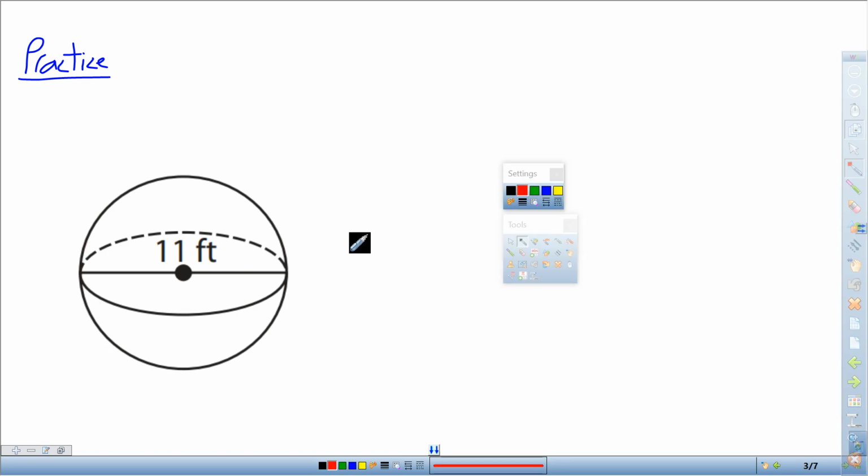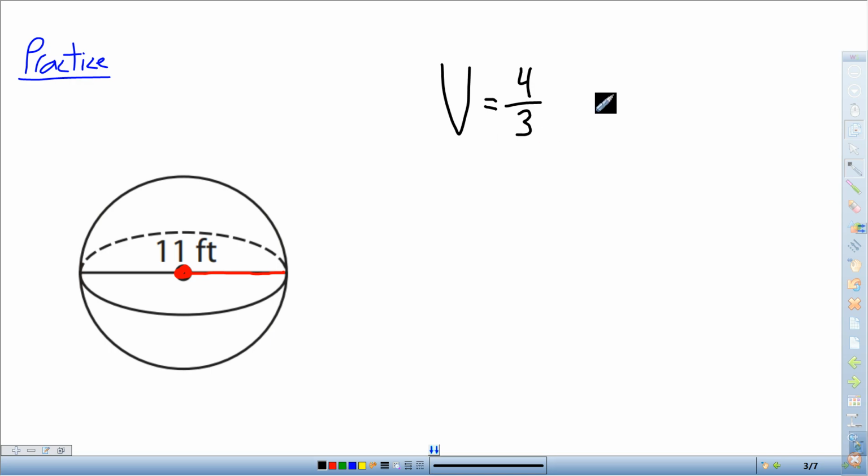Just be really careful. This problem is not giving us radius, it is giving us the diameter. So the first thing you need to figure out is what is the radius of the circle? And then you can go ahead and plug that in to our formula. Again, volume equals 4/3 pi r cubed. Okay, figure out the radius, plug it in, type it into a calculator, try it out.